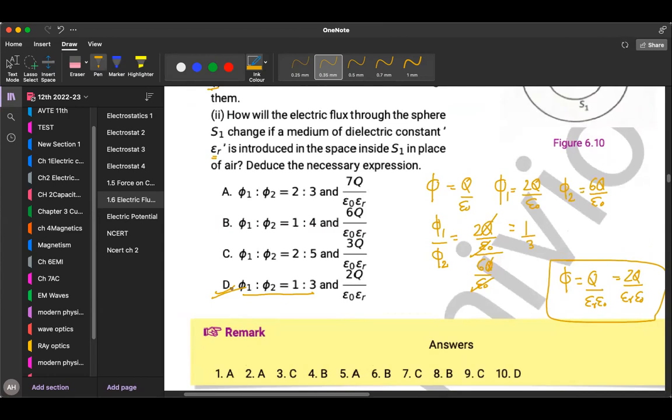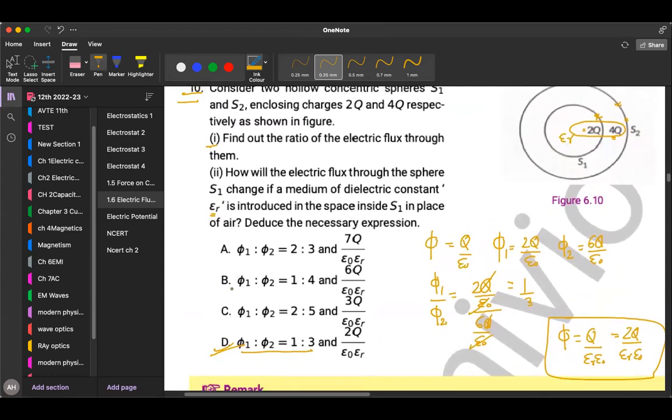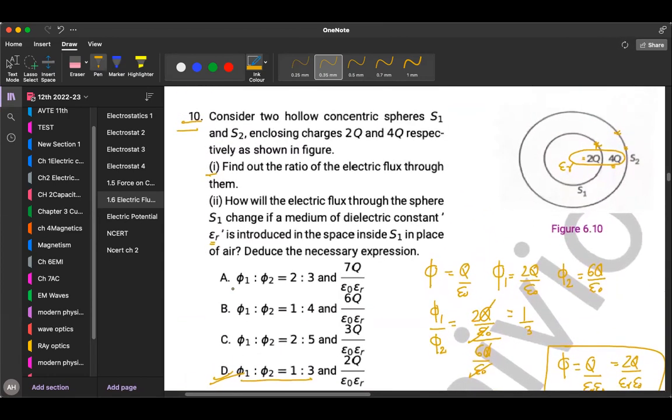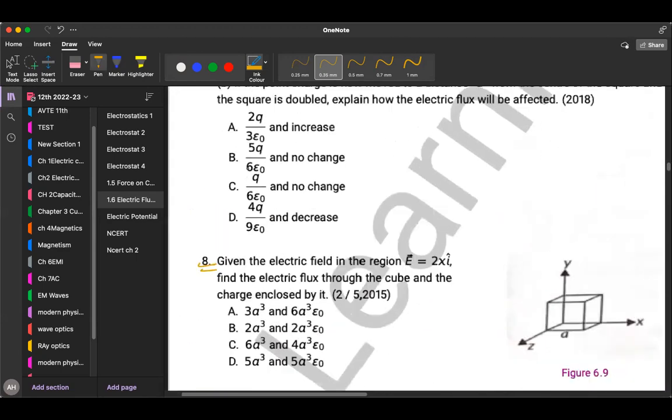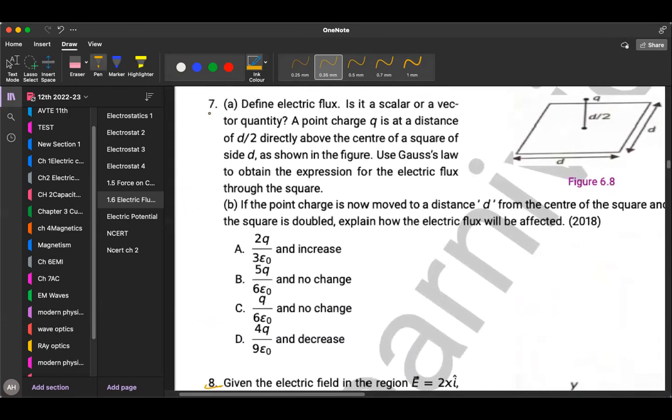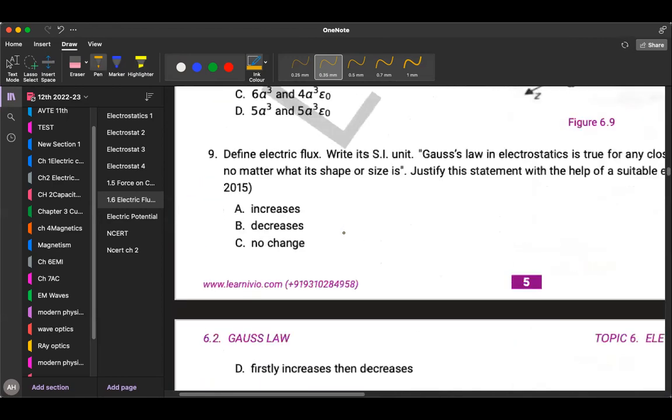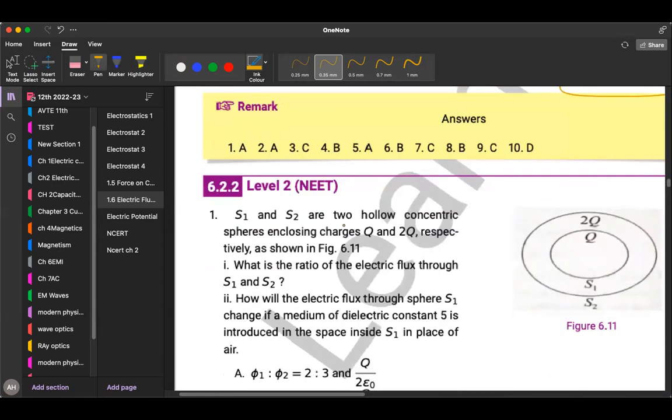So these are the type of questions which can come in your exam from Gauss law. And remember, this question is homework. It would be better if you can do this question also. This is basically a question from NCERT. So that was about Gauss law. Let's move on to electric potential now.